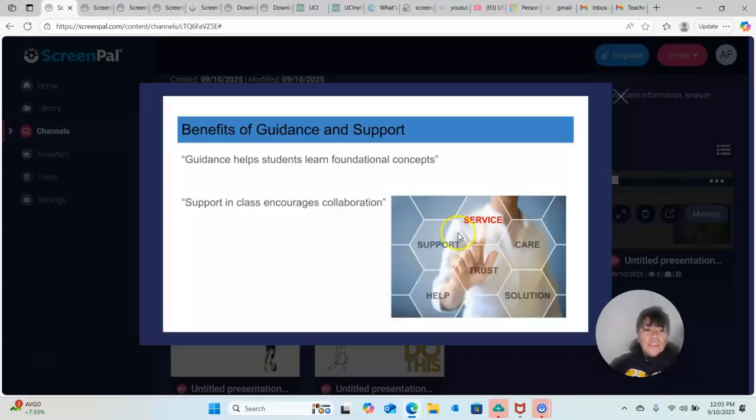Benefits of guidance and support. Guidance and support helps you build strong critical thinking skills. When you receive guidance through teacher support or online resources, you can understand foundational concepts at your own pace. In-class support encourages discussion, collaboration, and feedback, which strengthens your reasoning and argumentation abilities.